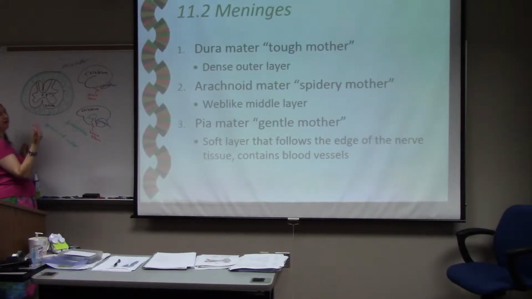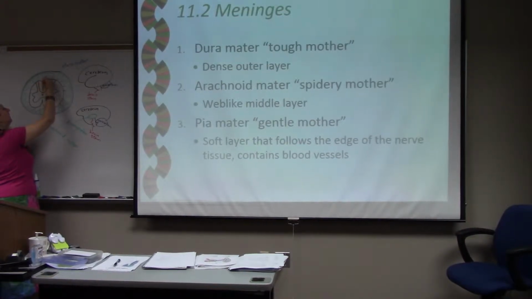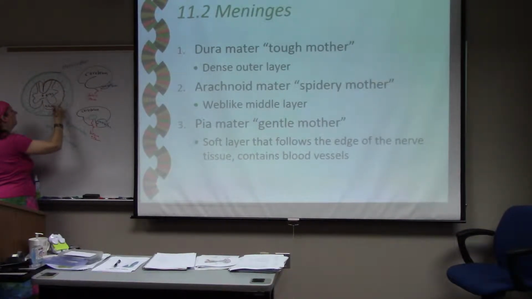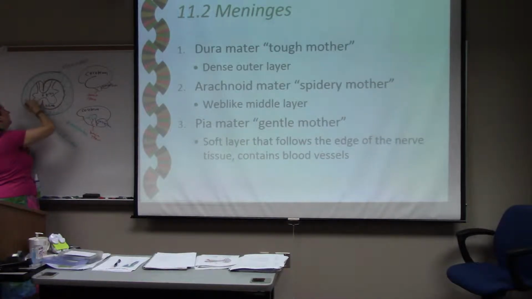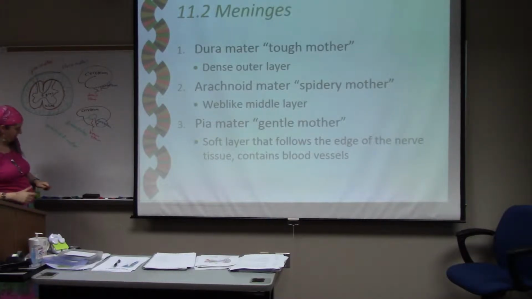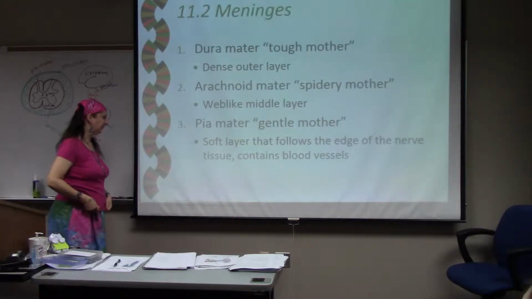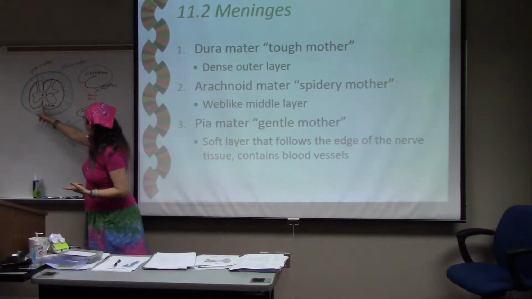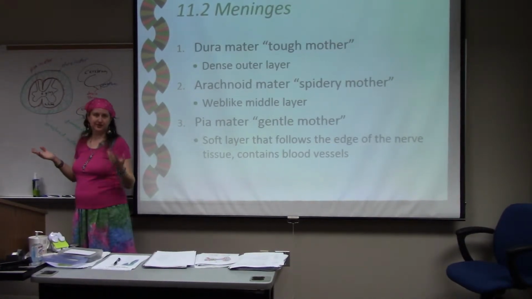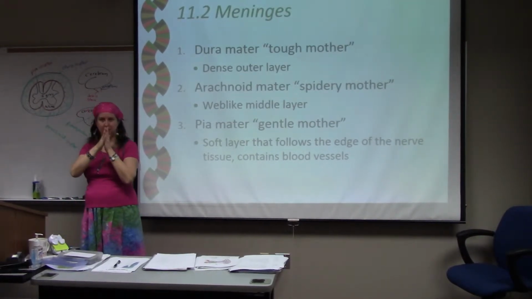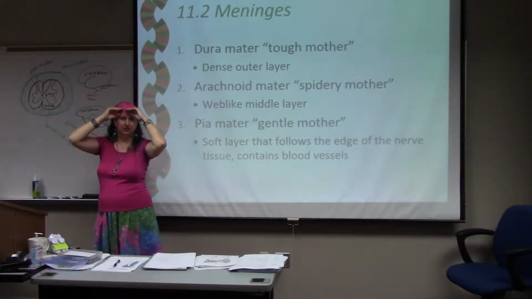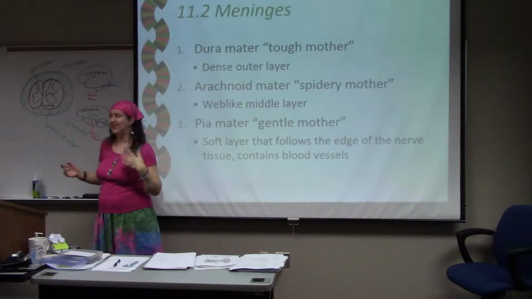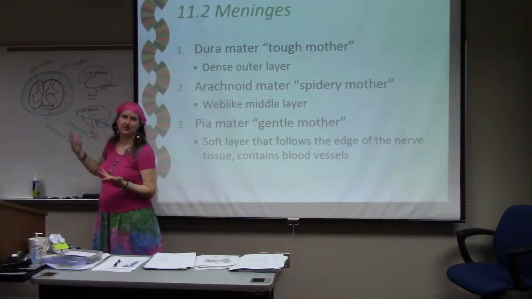And then the deepest layer is the pia mater. Pia means gentle. The pia mater follows the edges of the nerve tissue. So if there are these grooves in the spinal cord that the pia mater dips into, in the brain, all those bumps and grooves, the pia mater follows along them. And that's the main reason it's easier to draw the meninges on the spinal cord.